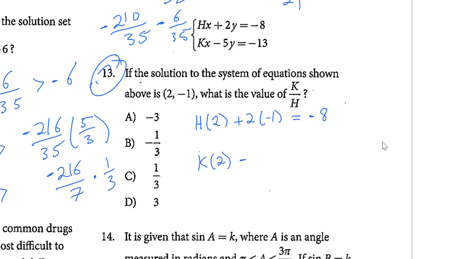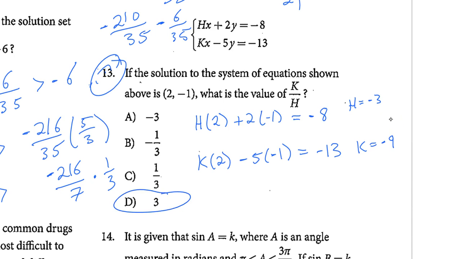So what we don't know are these values of k and h. But when we set this up, we'll see that we're capable of solving. If I solve the top one, I will end up with h being equal to negative 3. When I solve the bottom one, let's see, we have 5, add it over. We'll end up with k is equal to negative 9. Because here, when we subtract this, we'd have negative 18 divided by 2, negative 9. So then our value, k over h, reduces to, well, negative divided by negative is positive. 9 divided by 3 gives me 3. So choice D.